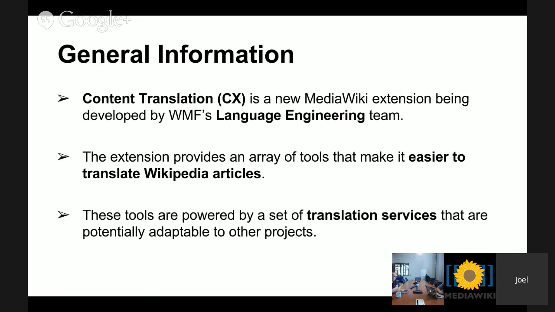Okay, let's start with some general information. So what is the Content Translation extension? Well, the Content Translation extension is a new MediaWiki extension that we're developing. It provides an array of translation tools that make it easier to translate Wikipedia articles. Right now, it's only set up for Wikipedia, but it could be adapted for other MediaWiki-based projects. And the tools that the Content Translation extension provides are powered by a set of integrated translation services that could be potentially adaptable to other Wikimedia or MediaWiki projects.